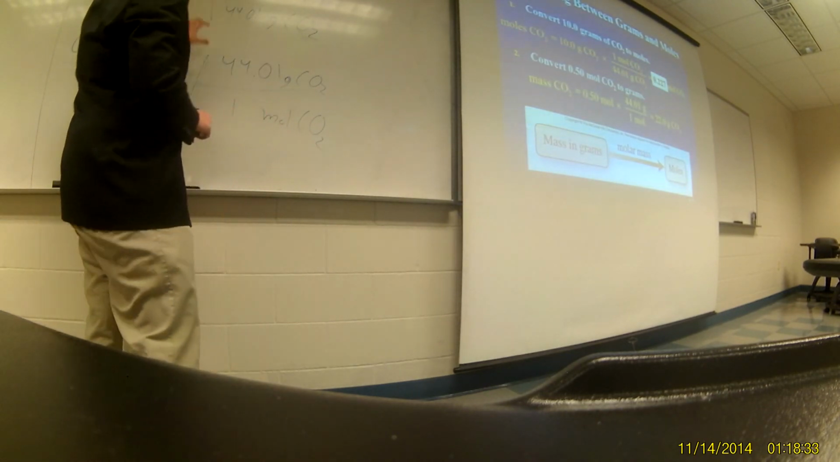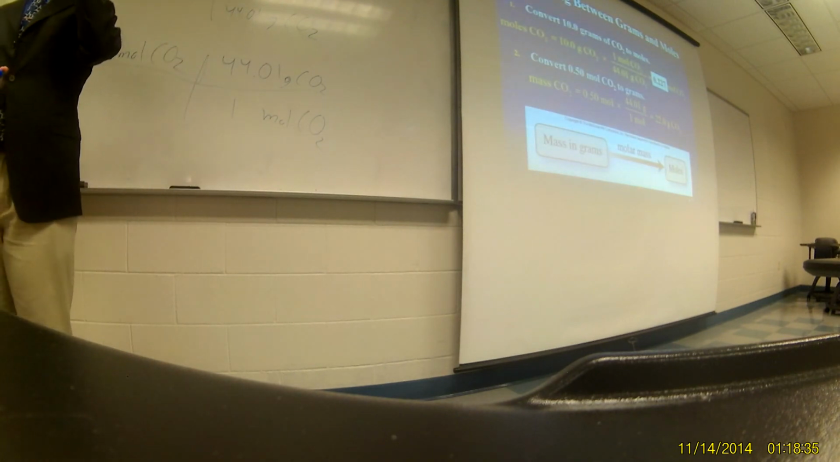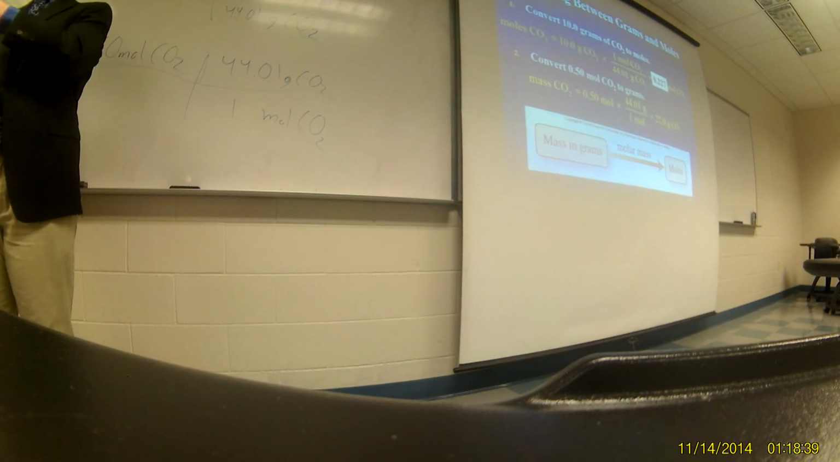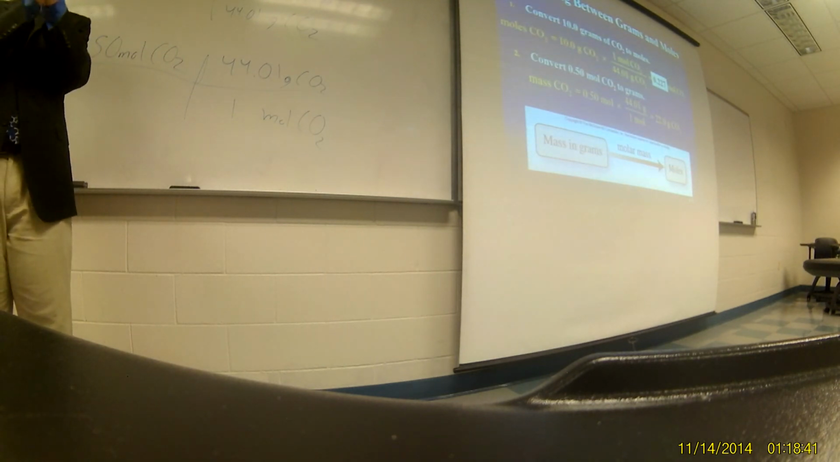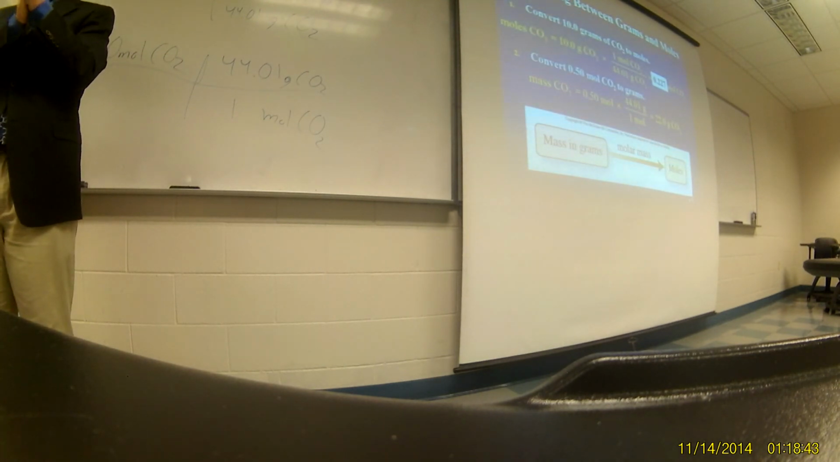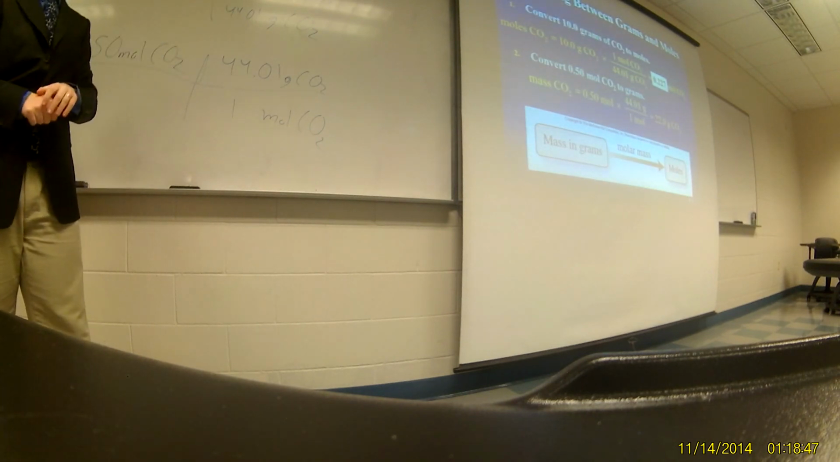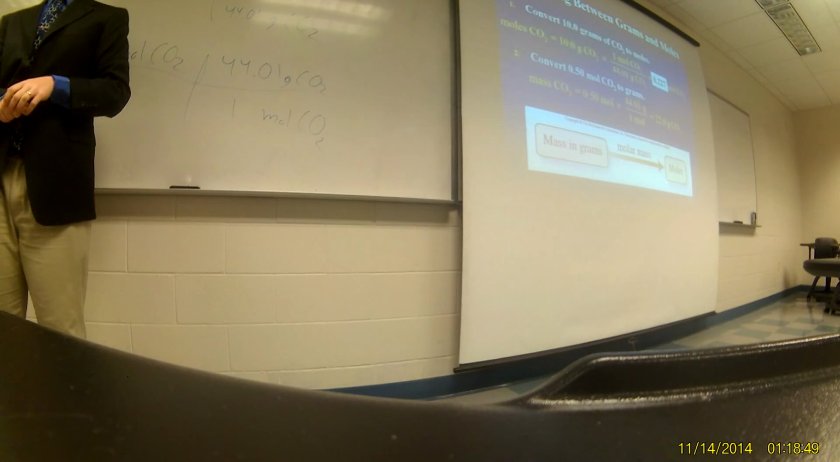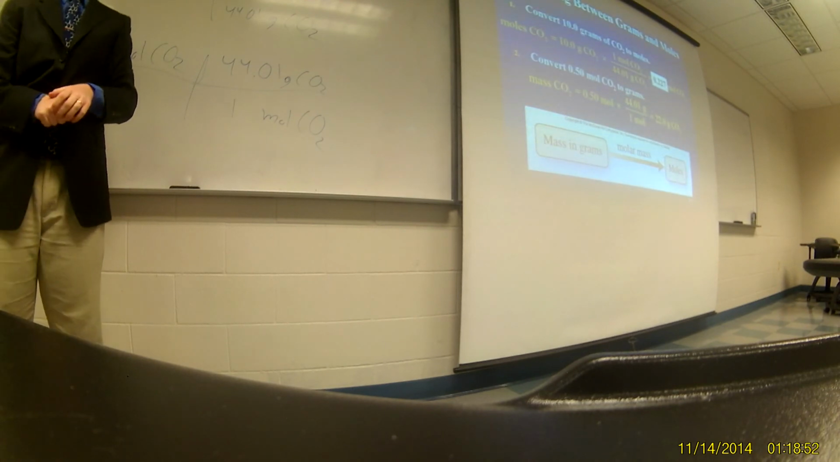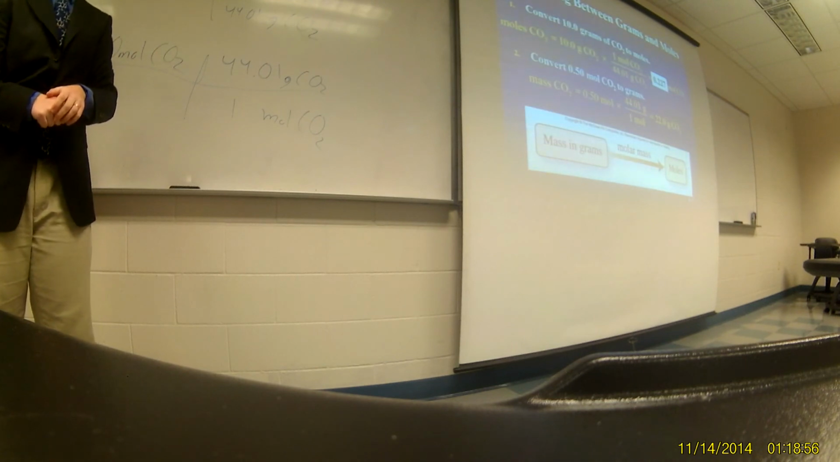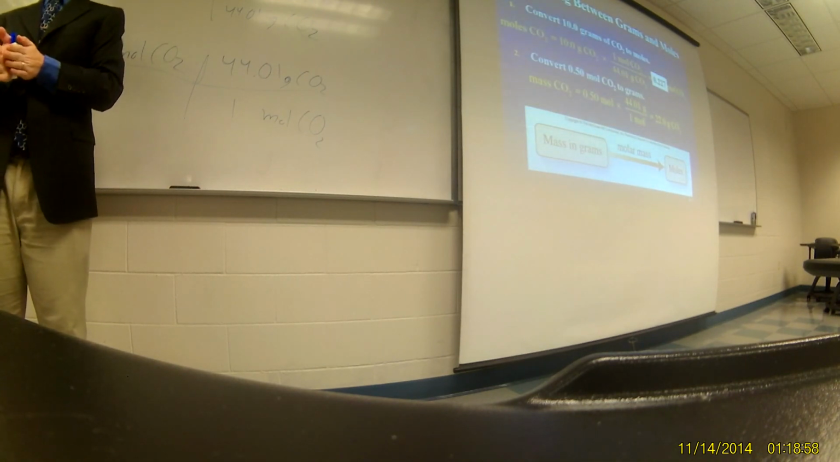So, it's a one-step conversion, and your conversion factor is 1 mole equals the molar mass. You have to figure out what that molar mass is unless it's given to you. So 1 mole of CO2 equals 44.01 grams. That's the molar mass of CO2.